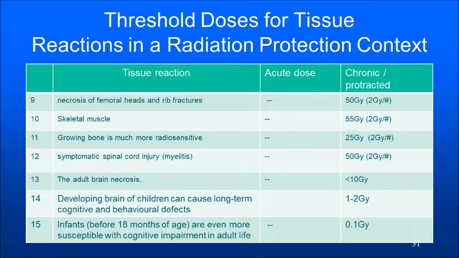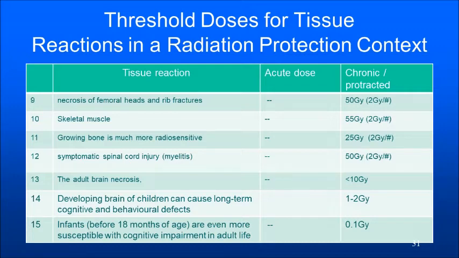Similarly, for necrosis of femoral heads and rib fractures, the threshold dose is 50 gray in 2 gray per fraction for chronic and protracted radiation. For skeletal muscle, it is 55 gray in 2 gray per fraction. Growing bone is much more radiosensitive, and therefore it is 25 gray in 2 gray per fraction. Symptomatic spinal cord injury, for chronic and protracted, is 50 gray at 2 gray per fraction. Adult brain necrosis is less than 10 gray. Developing brain of children can have long-term cognitive and behavioral defects at 1 to 2 gray for chronic and protracted radiation.